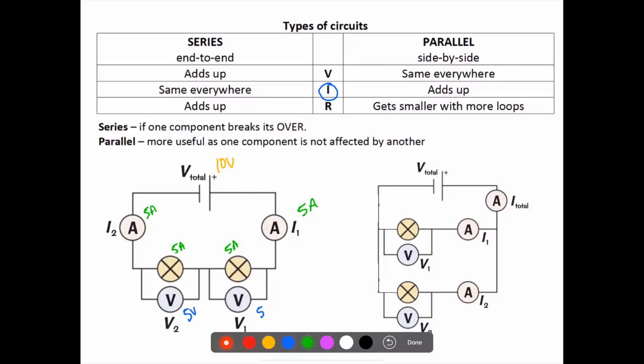And then finally, resistance adds up. So for example, again, making up random numbers here, but imagine this is 3 ohms, and this is also 3 ohms. That means that the total resistance is going to be 6 ohms.